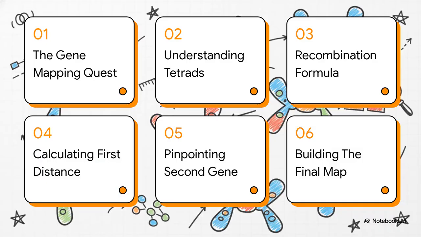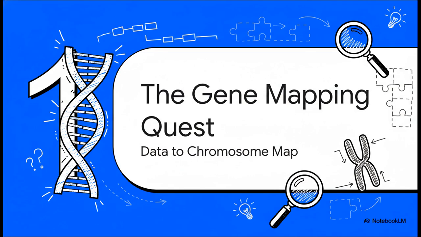So here's our game plan. First, we'll set up our mapping quest. Then we'll learn how to read the genetic clues, the different data types we'll be working with. After that, we'll reveal the formula that turns these clues into actual distances. We'll use it to find two different genes, and then for the grand finale, we'll put it all together to build our very own chromosome map. Let's get started.